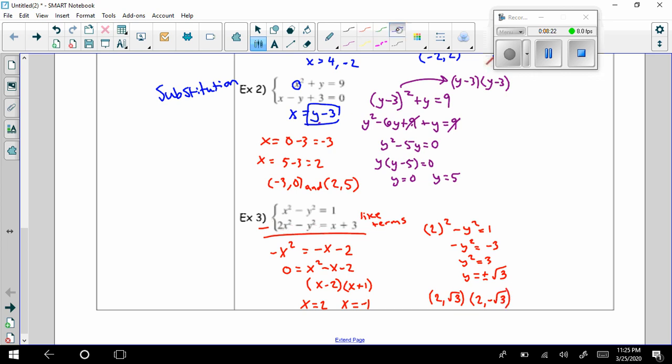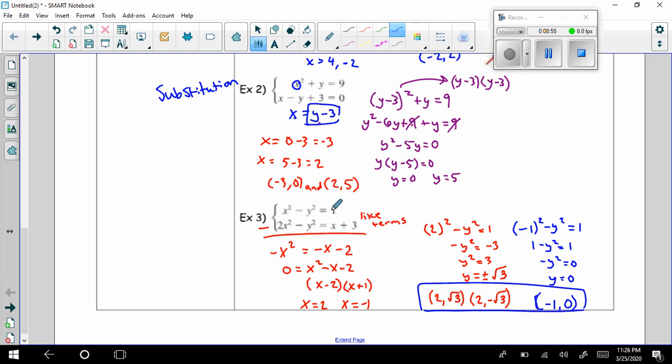And we want to find this value here as well, so we do negative 1 squared minus y squared equals 1. So 1 minus y squared equals 1. Negative y squared equals 0, so y equals 0. So we're also going to have the point negative 1, 0. So these are all of the points of intersection for this system.